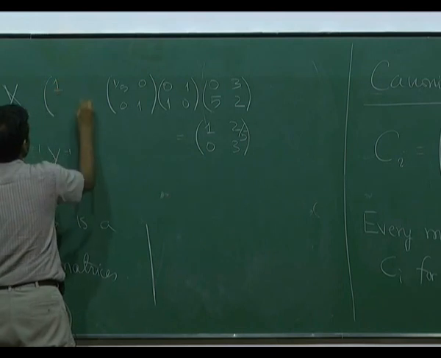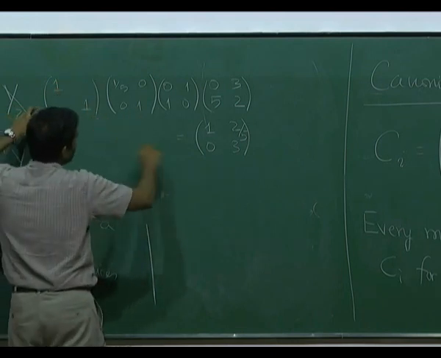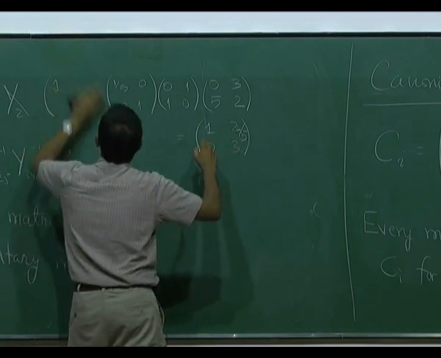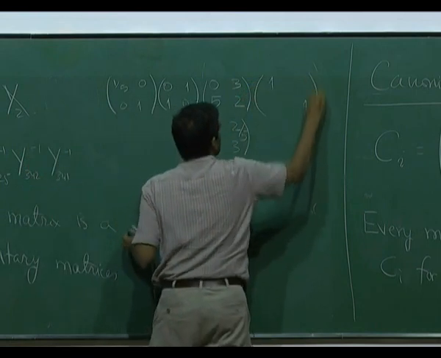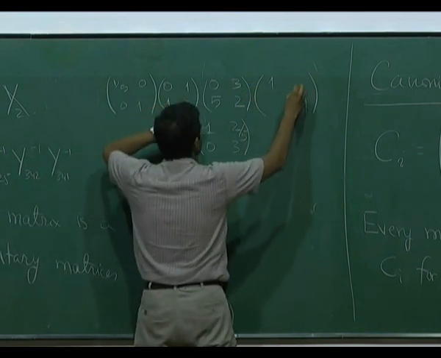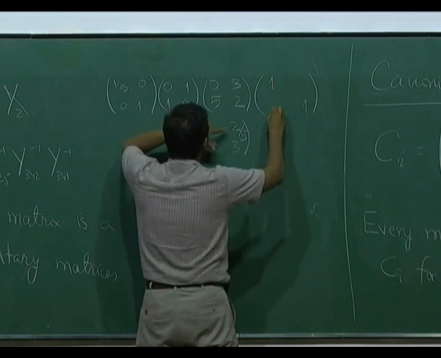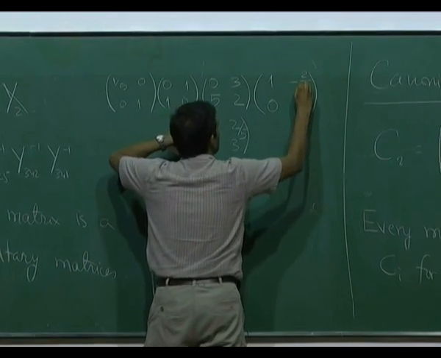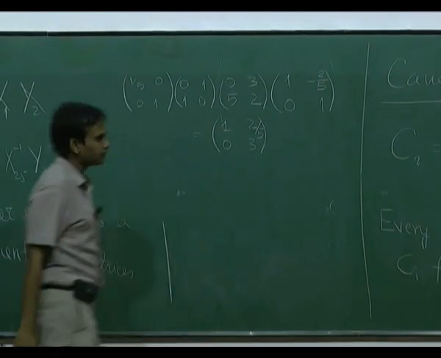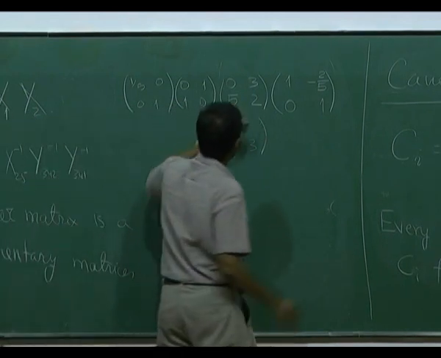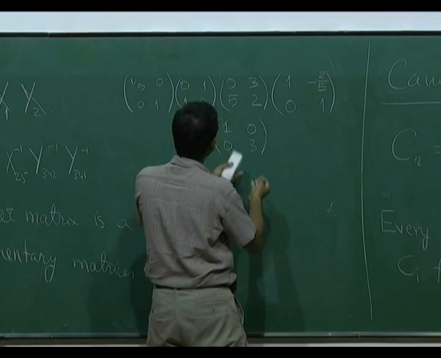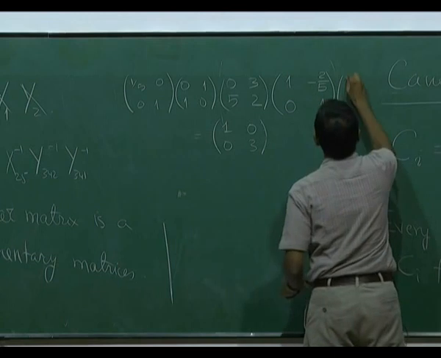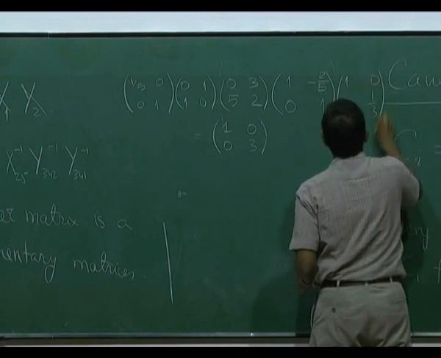what is it? I keep getting confused. So, I want to take 2 by 5. Oh yeah, columns, right? So I want the first column to be the same, and from the second column I want to subtract this, and then this goes away. And finally, I could do either row or column. I will just multiply the second column by 1 by 3. And I get the identity.